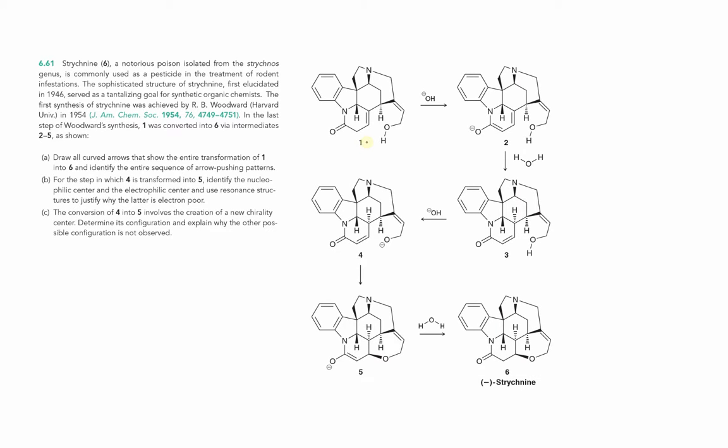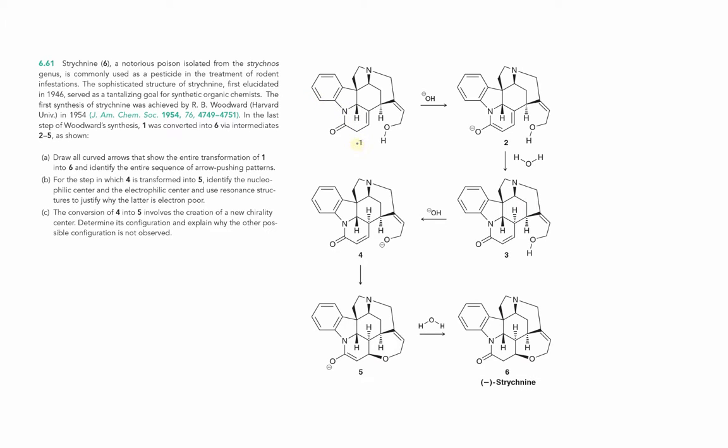To save time, I'm just gonna go straight to the problem. Draw or carve arrows that show the entire transformation of 1 into 6 and identify the entire sequence of arrow pushing patterns. So we're gonna draw the arrow mechanism.